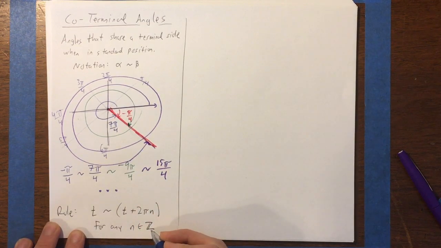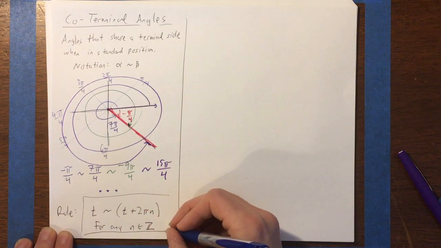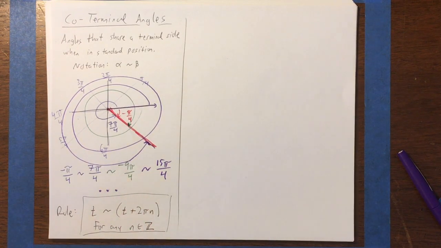Remember, Z means integers, so this is an integer n. If you add an integer multiple of 2 pi, that's like adding some number of full circles to an angle. That's always going to bring you back to exactly the same place. So that's our rule for coterminal angles.